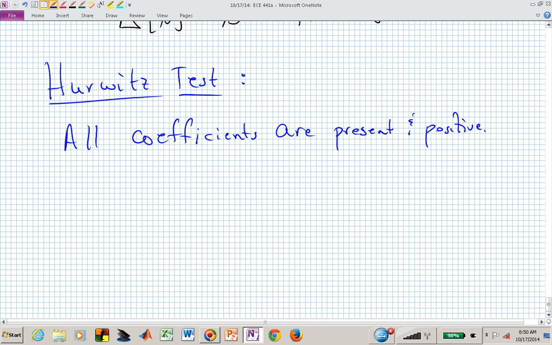And this is what you could have used on the very first problem that we gave you to begin the lecture.